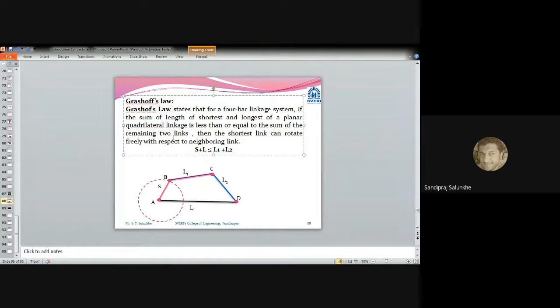Okay. Once again, I will state Grashof's law: the summation of the lengths of the shortest link and the longest link in a 4-bar chain mechanism should be less than or equal to the summation of the lengths of the remaining 2 links. Then the shortest link will rotate freely about its center of rotation, with respect to the remaining 2 neighbor links. And other links will transmit their motion as per the dimensions.